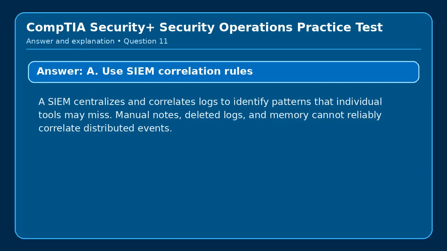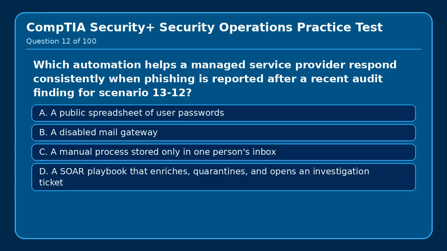Question 12. Which automation helps a managed service provider respond consistently when phishing is reported after a recent audit finding for scenario 1312? A. A public spreadsheet of user passwords. B. A disabled mail gateway. C. A manual process stored only in one person's inbox. D. A SOAR playbook that enriches, quarantines, and opens an investigation ticket.